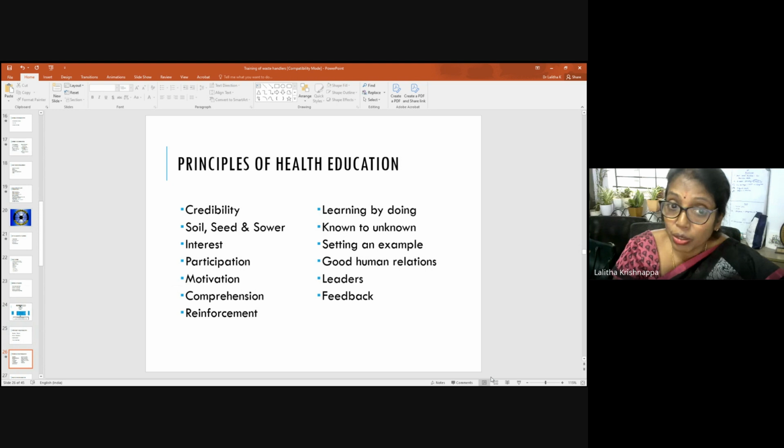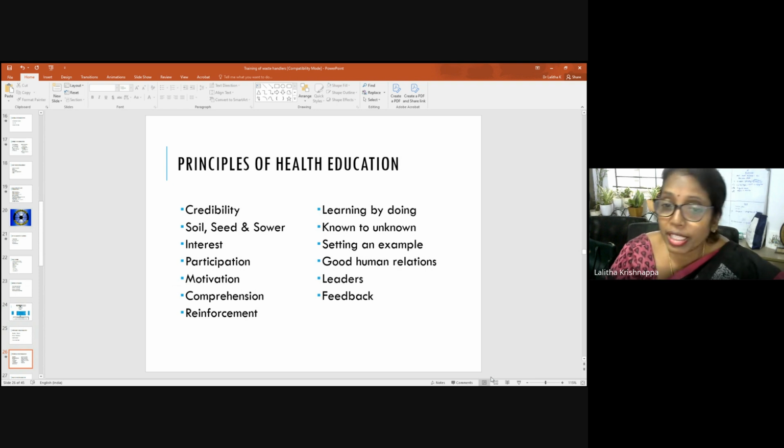Is it correct? You must be correctly aware of that. And like the soil and seeds I was telling you about, the one who is giving the information and the one who is receiving the information, we must be very well aware. Based on the group of people I am talking to, the content and the methodology should also vary. Know the interests of your participants. Look out for participation and motivation, and cover the topic comprehensively and completely. And more important, for good health education or any behavior change, we need to reinforce again and again.